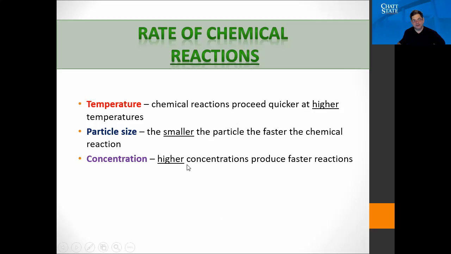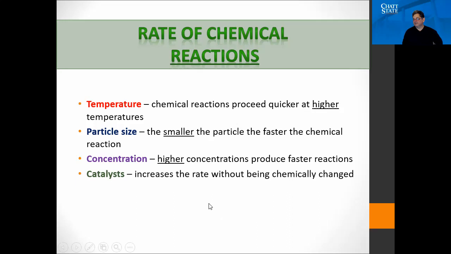And then lastly, a catalyst. Catalysts are always there to speed things up, but they're not used up themselves. So they influence the reaction, but they're not used in the reaction. They're just there like on the sidelines, like a coach making the play happen, but they're not used in the play. So this would be an example of like an enzyme. That's what enzymes do. Enzymes are catalysts to increase the rate of the reaction.